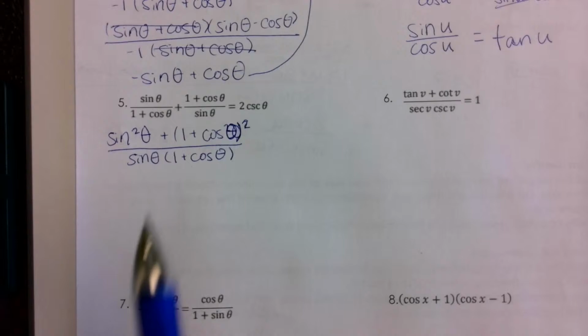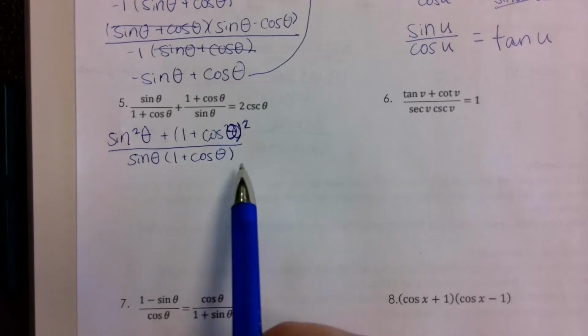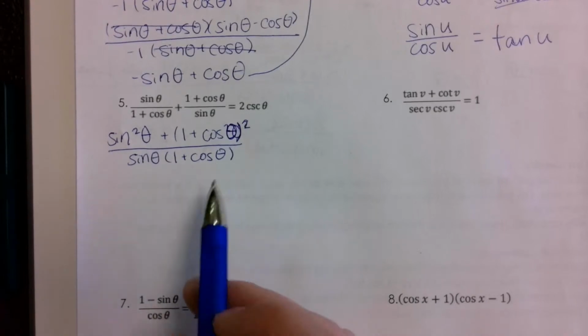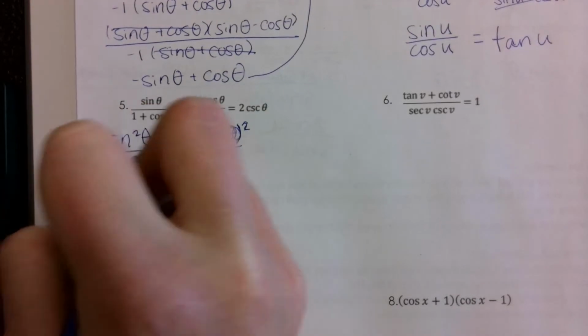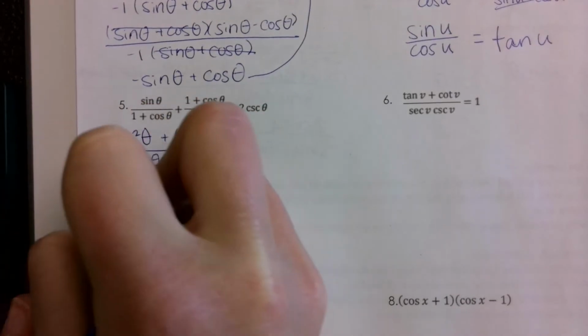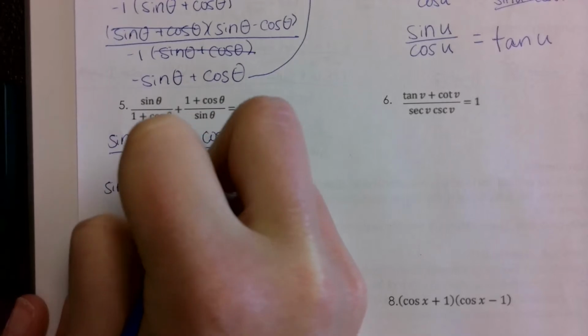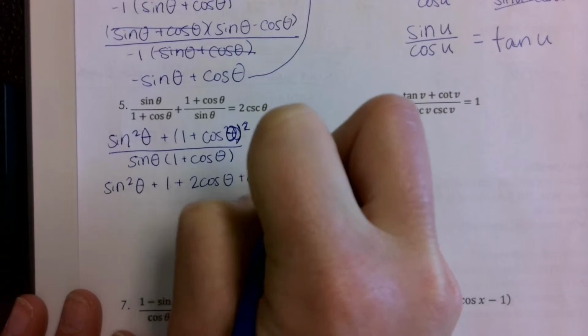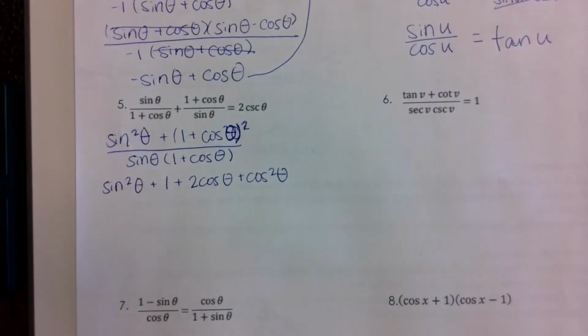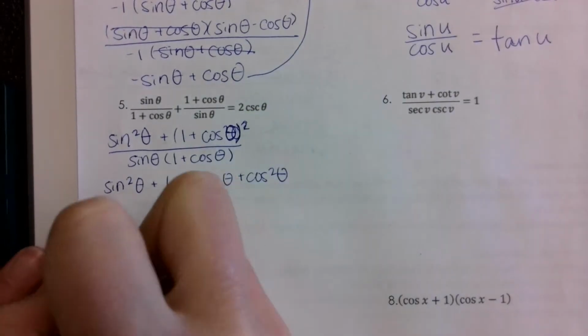Can we multiply this out? Yeah, do the box, multiply that out. So you're going to get 1 plus 2 cosine theta plus cosine squared theta. Is that okay? So you would do the box there. I'm going to try to save you some time.